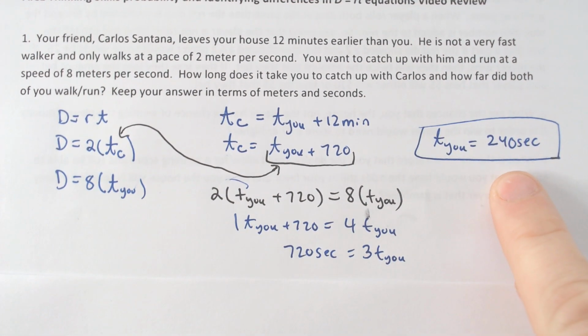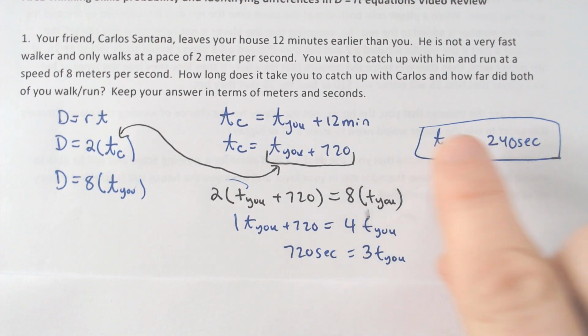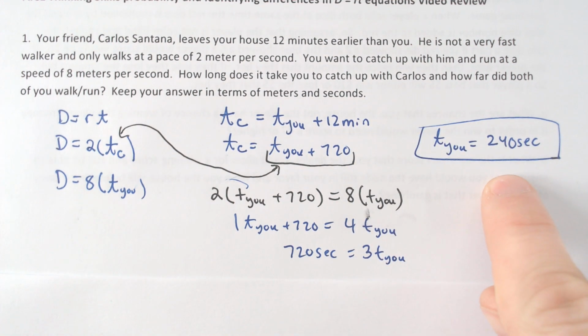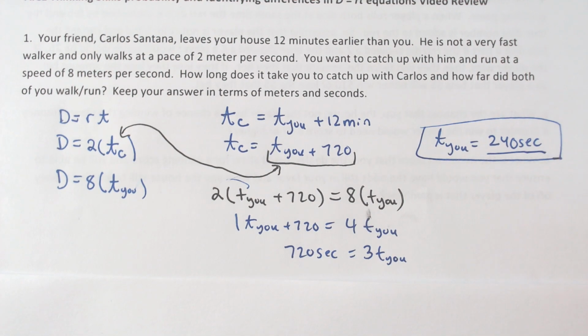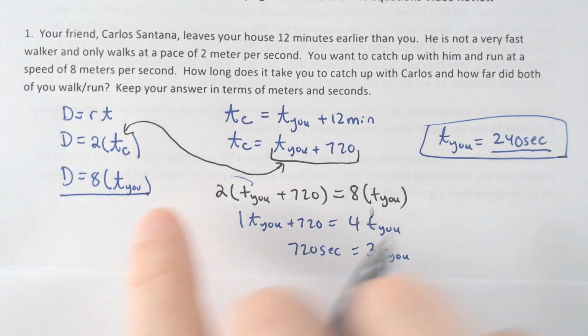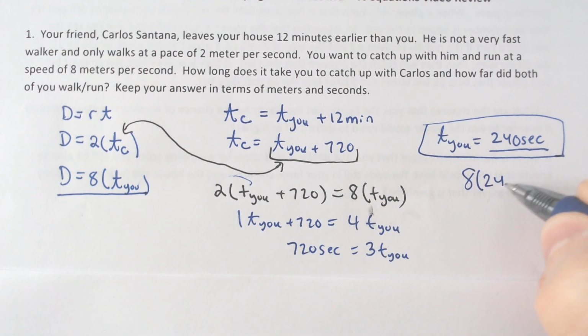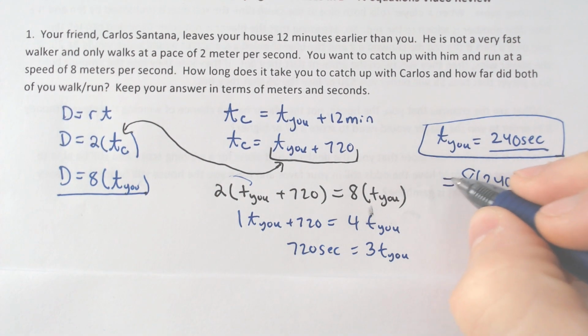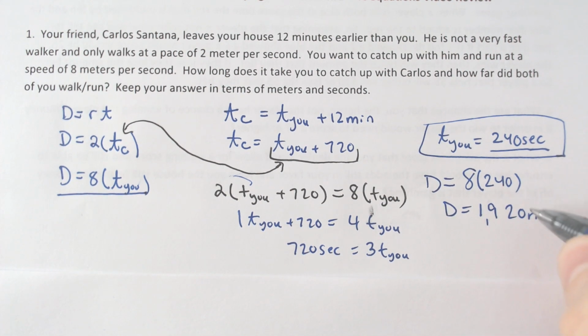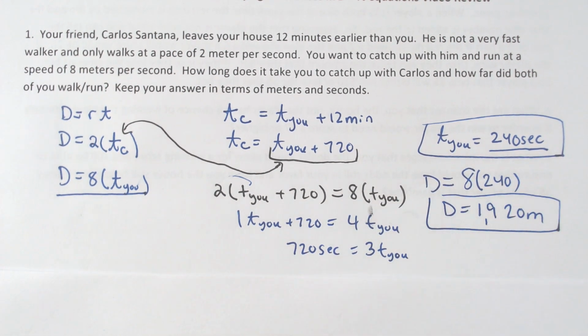Now that my time is 240 seconds, if I want to find out anything else, so let's see, we want to figure out how long it takes you to catch up with them. We got that, 240 seconds. And how far did both of you walk and run? Well, we got our time as 240 seconds, and we have our distance is equal to 8 times T sub U. So let's just do that. 8 times 240, multiply by 8. We get a distance of 1920 meters. 1920 meters. Okay?